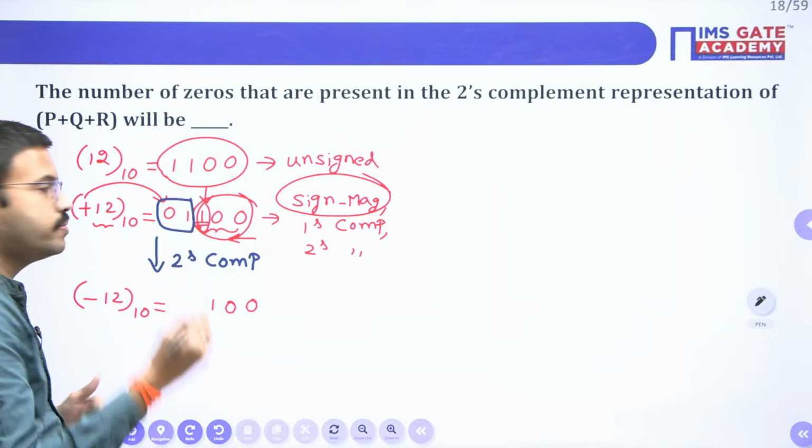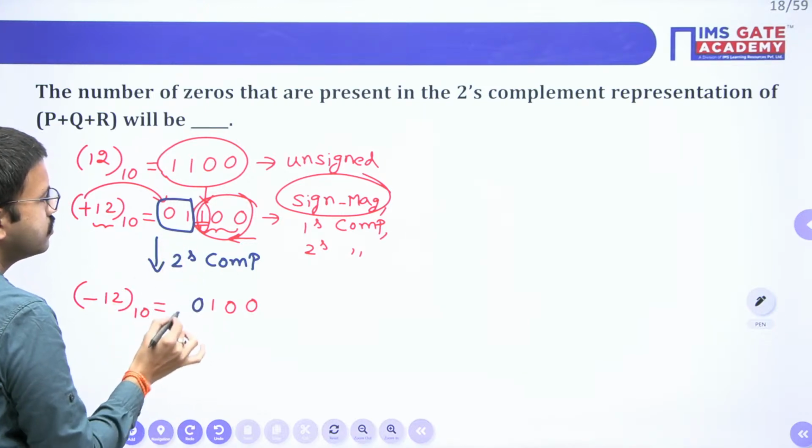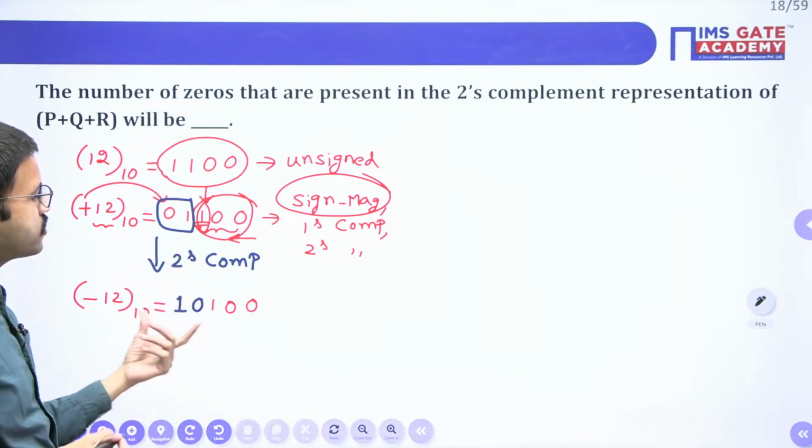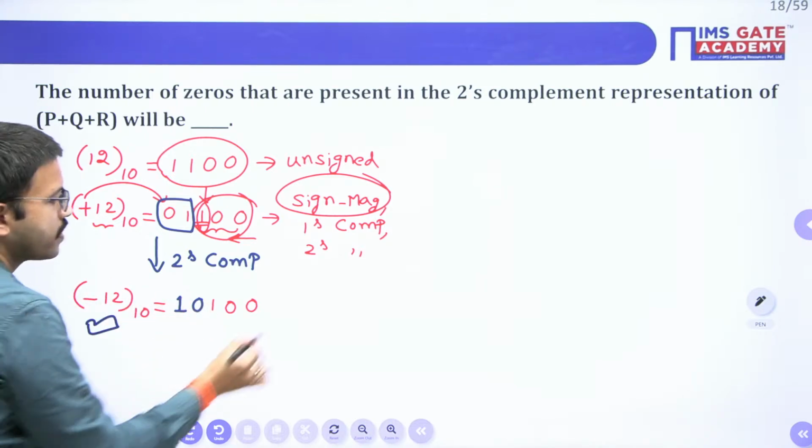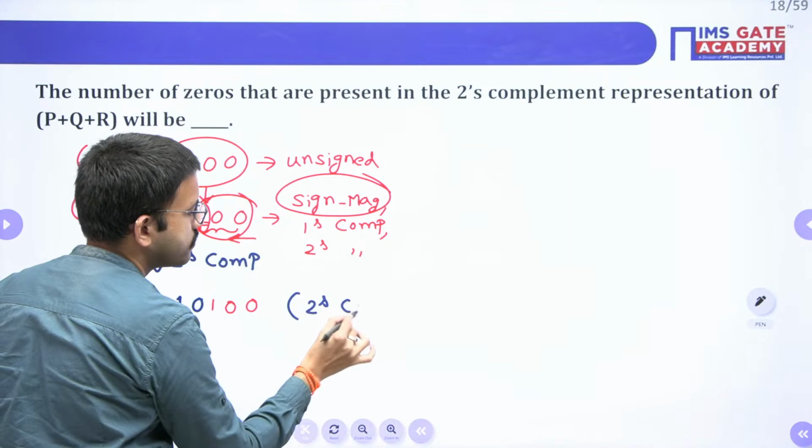Just do 1's complement only. Complement of 1 is 0, complement of 0 is 1. Now this 10100 is nothing but the 2's complement representation of -12. Okay, this is in 2's complement form.